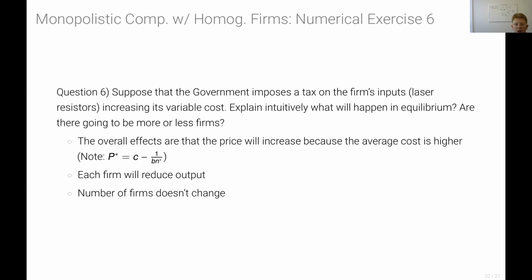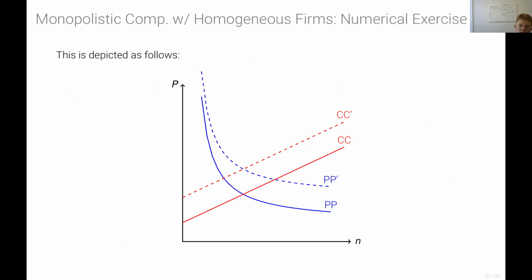So the price, as I said, is also going to increase. Each firm is going to reduce output, but it's going to charge a higher price. Okay, so it's going to be depicted as follows. Note that the two shifts in both the new PP curve and the CC curve are going to result in the same number of firms in equilibrium with just a higher price.